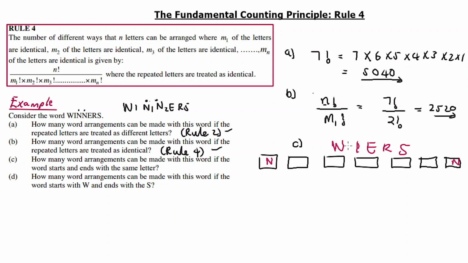You see? The S. Okay, how many word arrangements can be made with this word if the word starts and ends with the same letter? So this is the case again, now. So how many choices do I have? I have 5 choices. Because the N and N have their positions already. So again, this is rule number 4. Rule number 4, is it? Actually rule number 4, you'll understand in a moment.